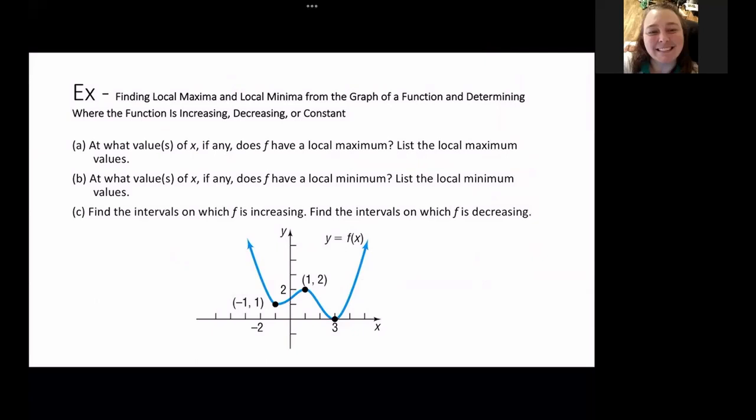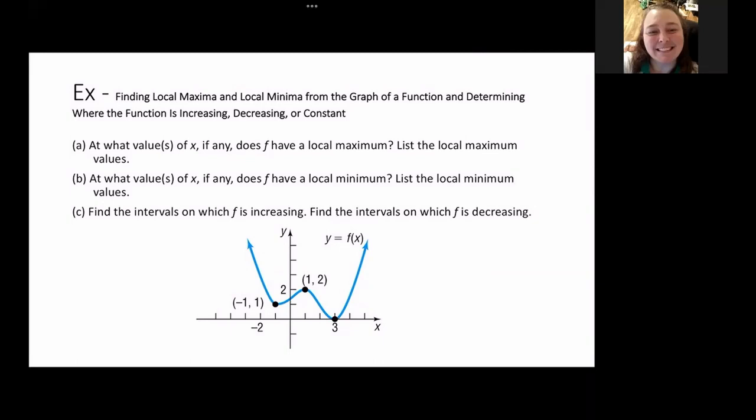We're going to look at this by doing another example, and we're going to find the local max and min from this graph. We're also going to determine where it's increasing, decreasing, or constant. And we're going to take it step by step, A, B, and C. So for A, what values of x does f have a local max? We're going to list those values. For B, where are the local minimums?